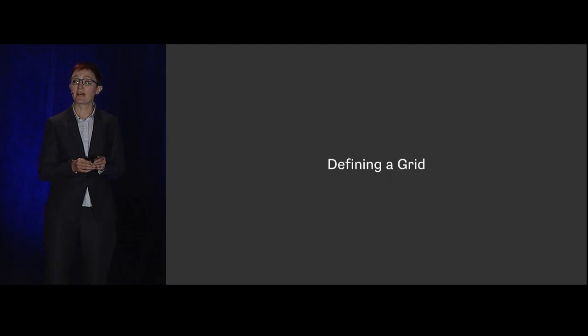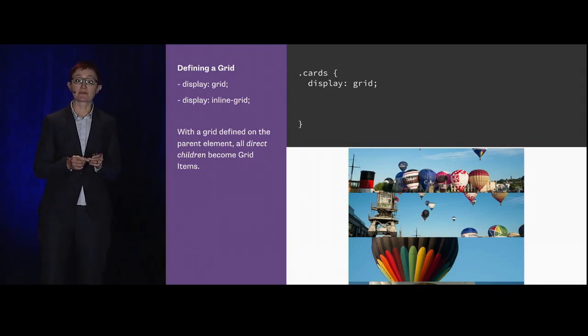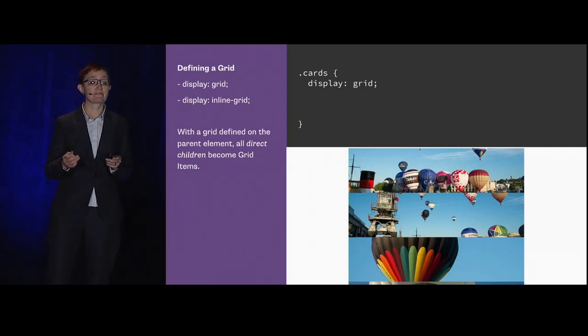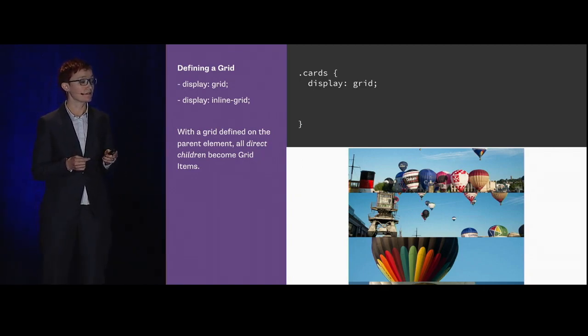First, we define a grid. And we do that with a new value of the display property. We've got display grid, and you can also use inline grid. So that's a bit like Flexbox. If you say display flex, all the child items become flex items. You say display grid, all the child elements become grid items.